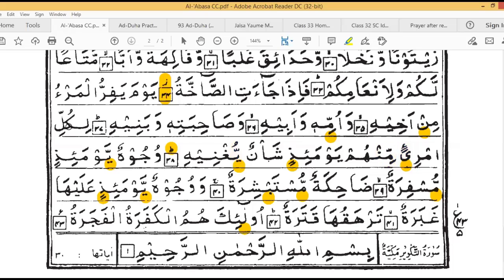Okay, so I'm going to say this verse. I'm going to go nice and slowly for you, and then I'd like you to follow along with me.